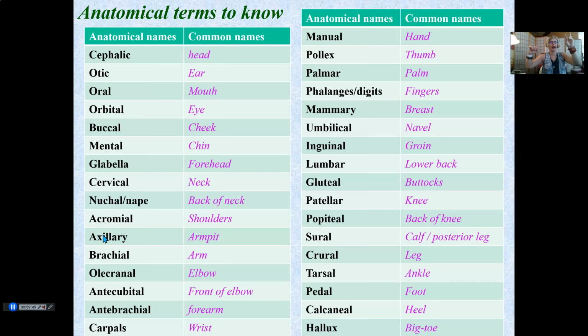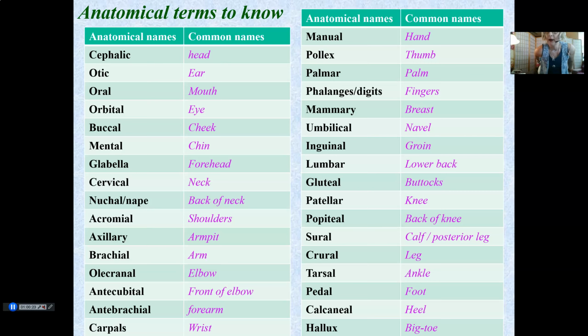Axillary, think about Axe deodorant spray: Axe, axillary, armpit, right? Brachial is arm. Olecranon is the elbow, but the front portion is antecubital. And if brachial is the arm, antebrachial is the forearm. So, brachial, antecubital, antebrachial. If I bend my elbow, this is olecranon.